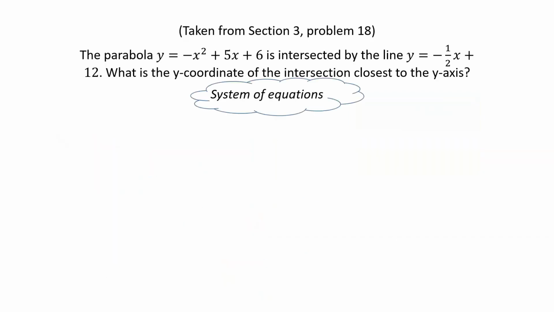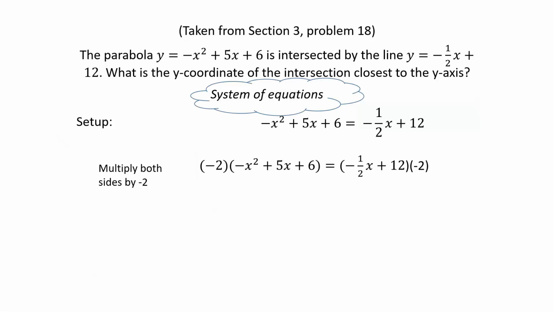We're solving a system of equations. We're finding their point of intersection, so we will set the two equations equal to each other. There's the negative x squared plus 5x plus 6 from the first equation, and we're setting it equal to negative 1 half x plus 12, the second equation. Let's start solving this by multiplying both sides by negative 2. That'll take care of the fraction in front of the x on the right side. When we multiply both sides by negative 2, we obtain 2x squared minus 10x minus 12 equals x minus 24.